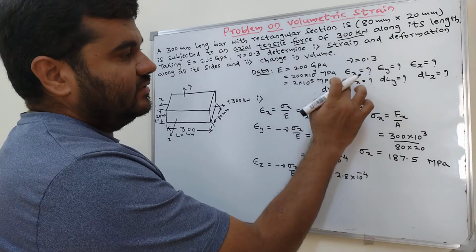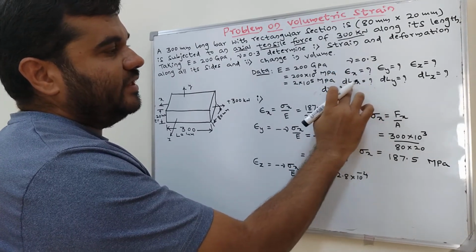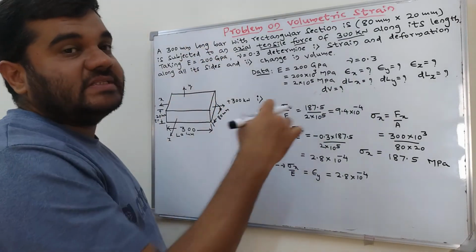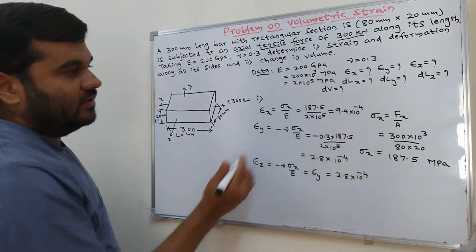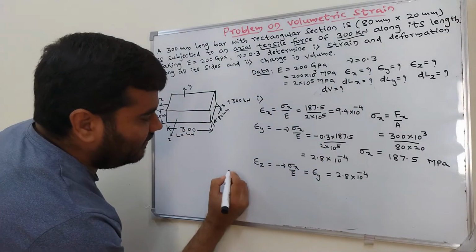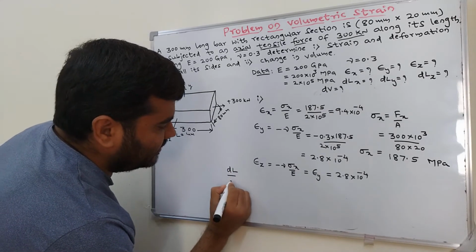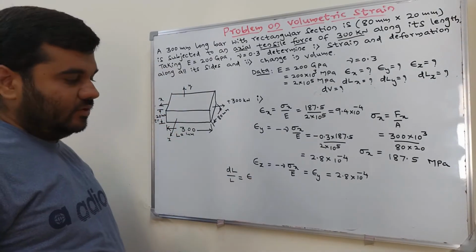Now what is next? We need to calculate deformation: deformation in x axis, y axis and z axis. It means how much change in length in x direction, y direction, z direction. We will go one by one. So we know the formula: change in length divided by original length equals strain. This is the normal formula.